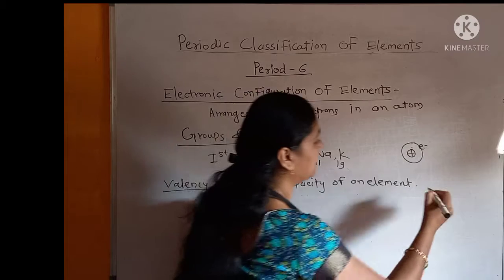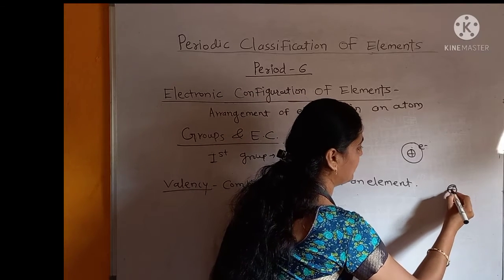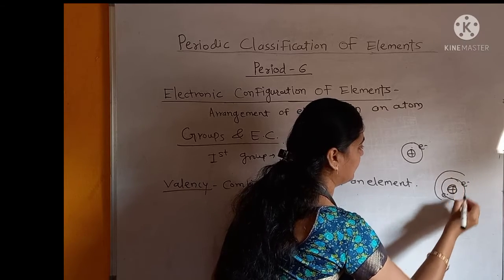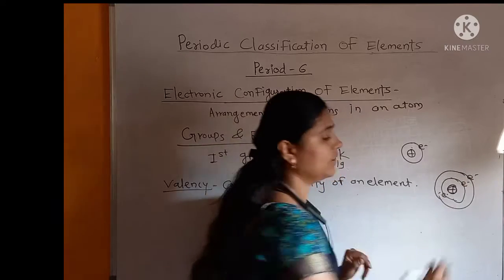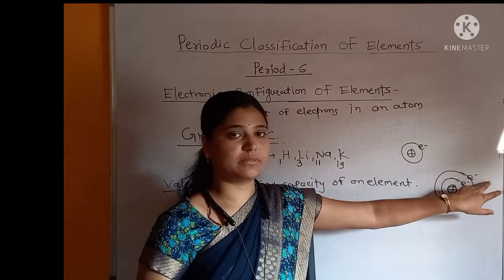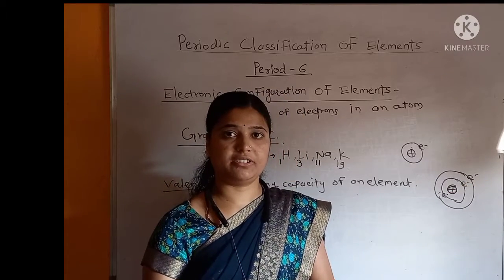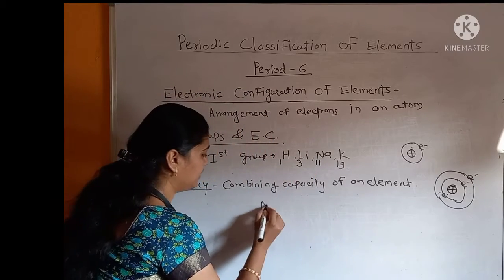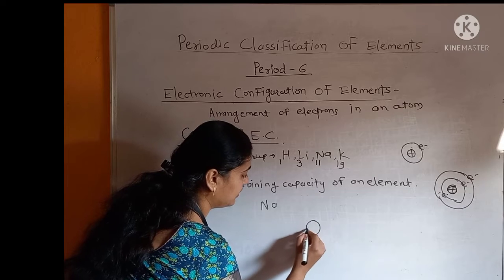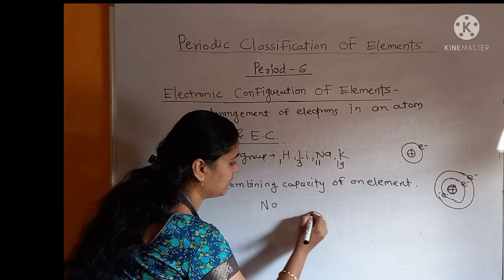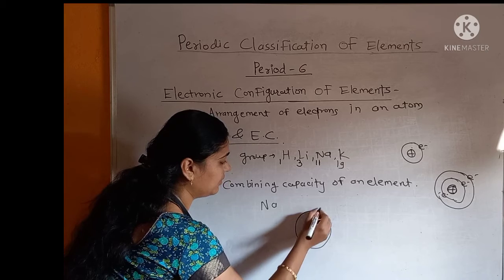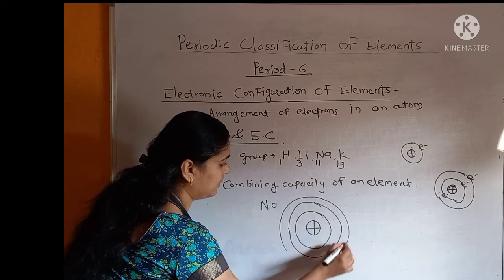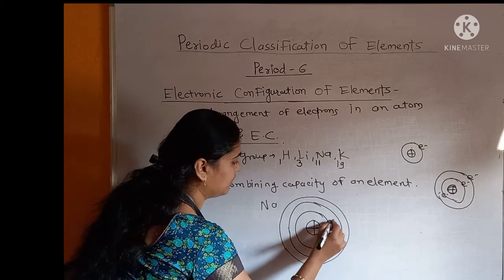Then what will the structure of lithium be? This is the nucleus. Along the nucleus, one orbit has 2 electrons and another has 1 electron. It donates its outermost electron to another element and reacts, so the valency of lithium is also 1. Then sodium: the nucleus has protons and neutrons, with different orbits around it. Here 2 electrons are present.